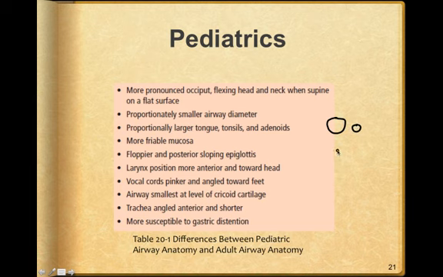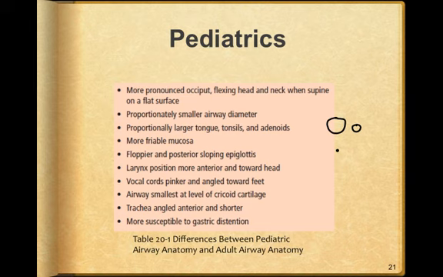Their tongue is larger, tonsils and adenoids are larger as well, and they have a more friable mucosa, which means you can damage it a whole lot easier. Floppier and posterior sloping epiglottis, which makes it a little bit more difficult. It's suggested, depending on the size of the child, that we use a straight blade instead of a curved. The larynx position is more anterior and towards the head than it is in an adult, so they have an anterior airway to begin with.